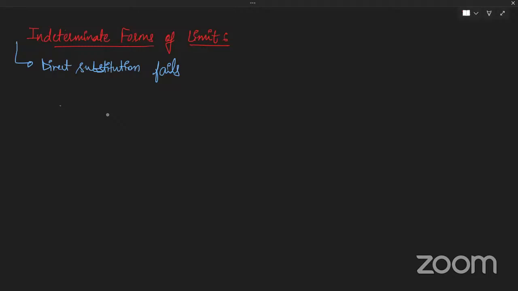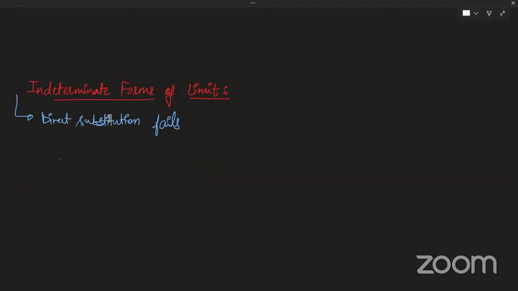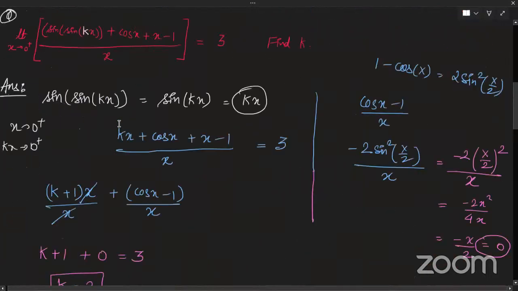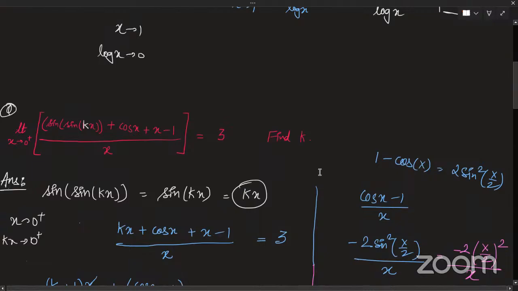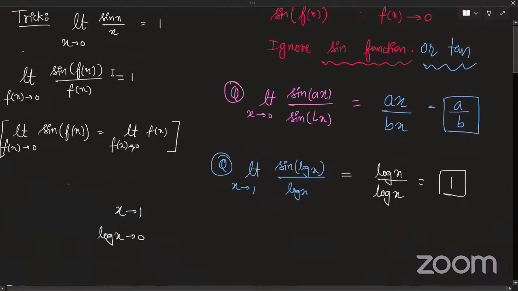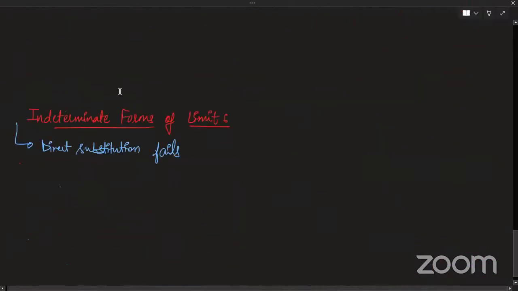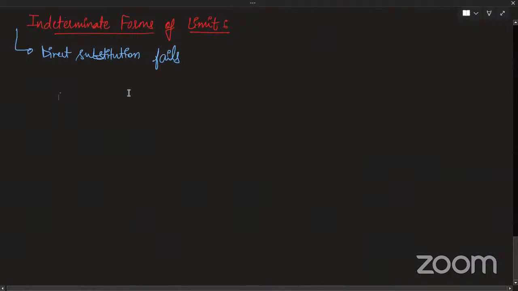So one of the cases we have discussed, if you remember, yesterday also. What was that case? What is sin x by x? Yes, correct. 0 by 0. Absolutely correct. So there are total 7 indeterminate forms wherein you can't substitute the values of x.